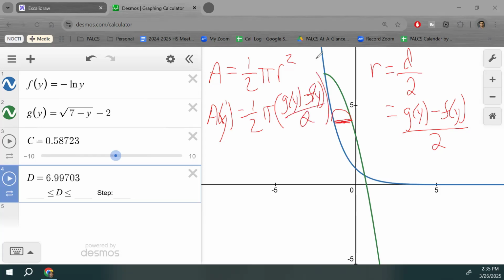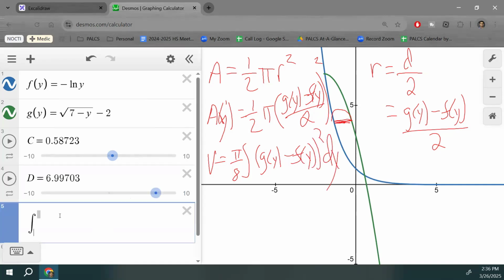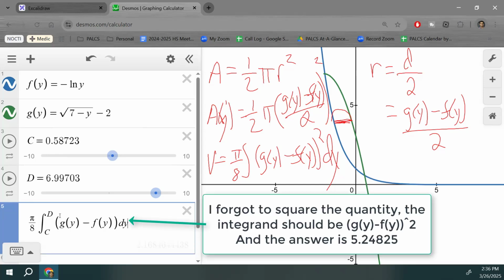So the volume is going to be, well, we could factor some things out. We could factor out a pi over 8. We square the 2 and bring it out and multiply the half and factor out the pi. And it's going to be g of y minus f of y squared dy. We're going to evaluate this integral from c to d. And we could put the pi over 8 out there. G of y minus f of y dy. You get 2.168. All right, last one here.